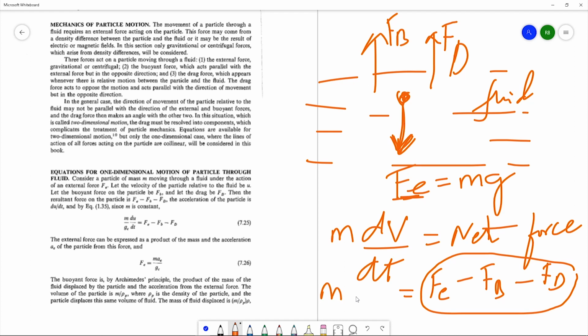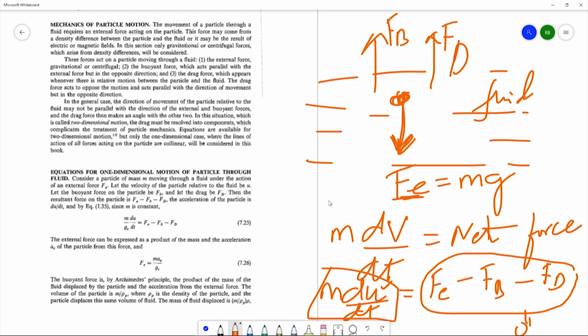So you can write m du/dt, where u is the velocity of the particle and m is the mass of the particle. du/dt is nothing but the acceleration. If the net force is 0, there will be no acceleration, but the particle can move with constant velocity. No acceleration means no velocity change. So if the velocity is constant throughout the motion, then the acceleration will be 0.